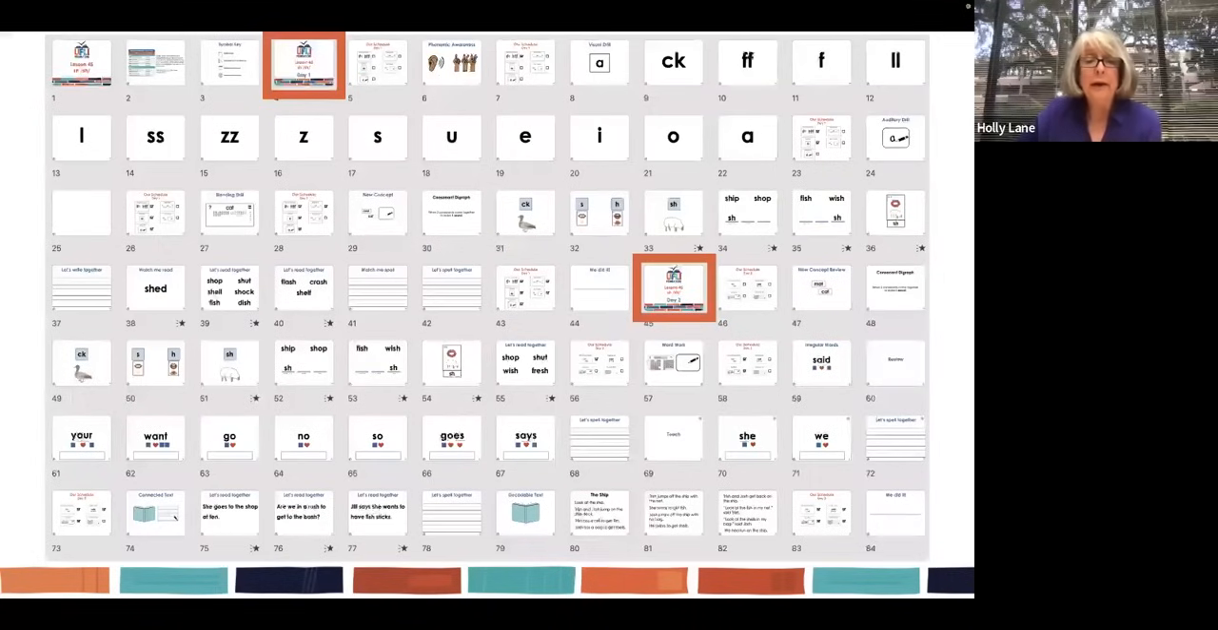So on your slide deck, you see about halfway through most of the slide decks, you'll see a day 2 opening slide. And that's where you would begin with your day 2 slides. And then the slides there will accompany your step 5, 6, 7, and 8.